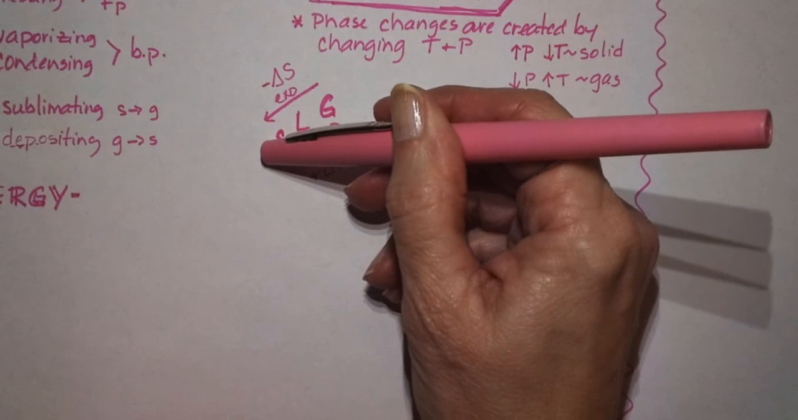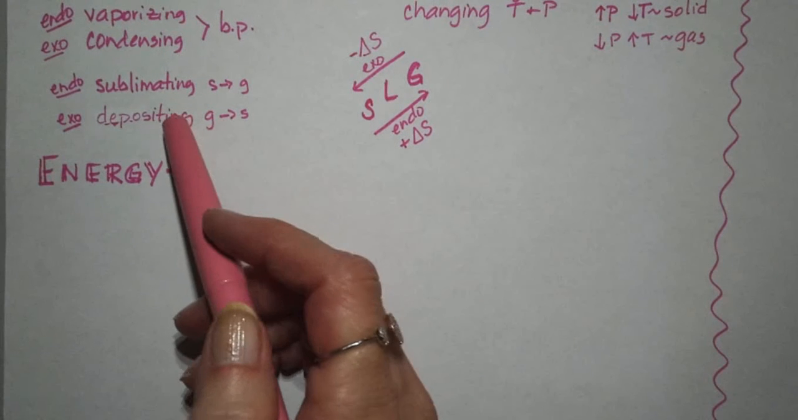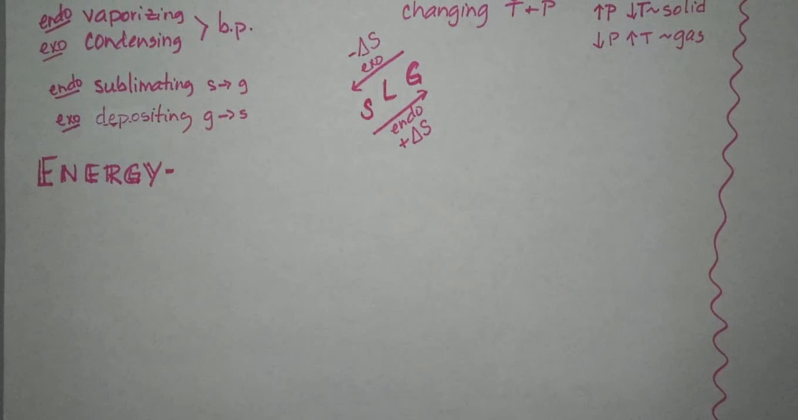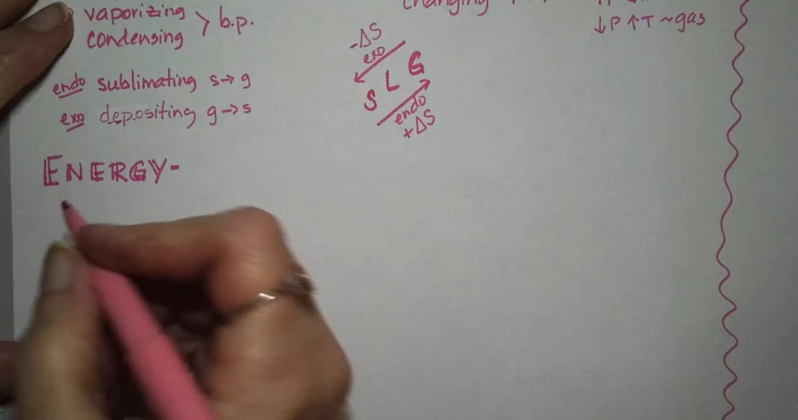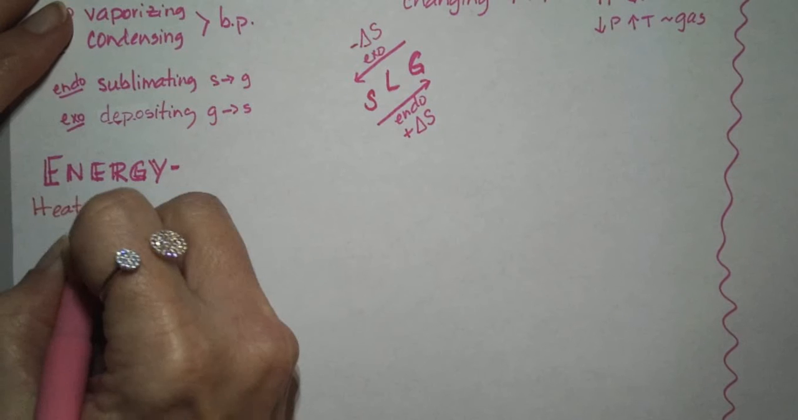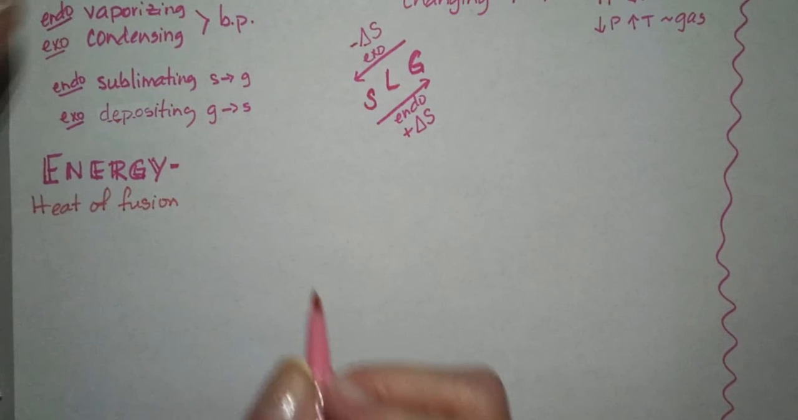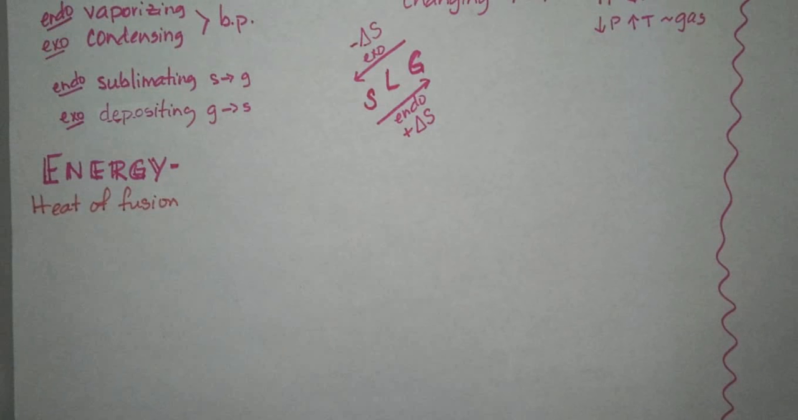So now let's focus on that energy. We're going to start talking about the different forms of energy that we use in here. And the first thing we talk about is heat of fusion. Heat of fusion is the amount of energy that must be put into a solid to melt it.